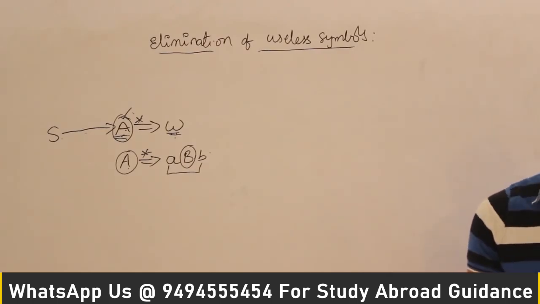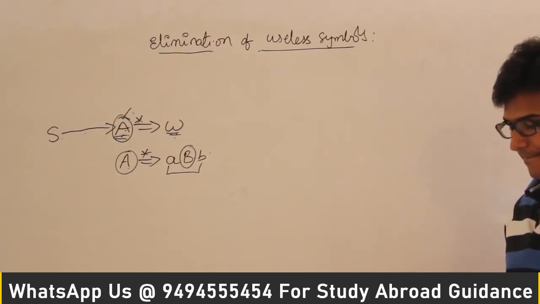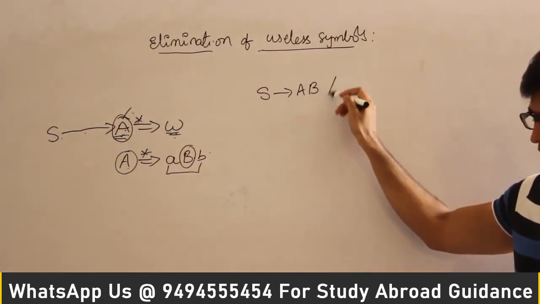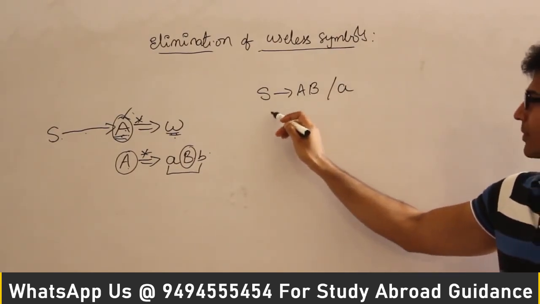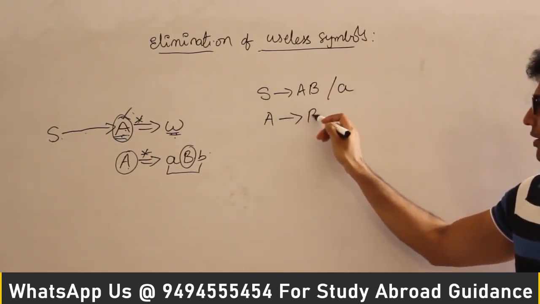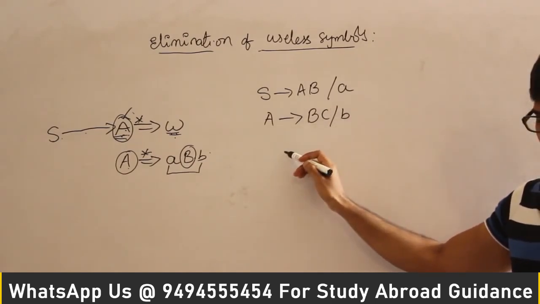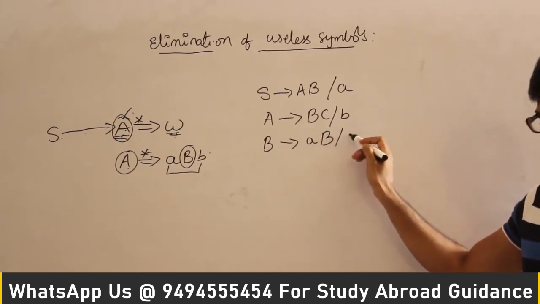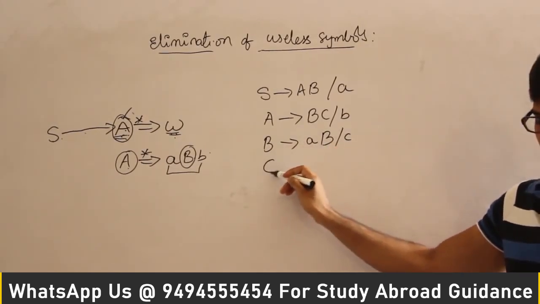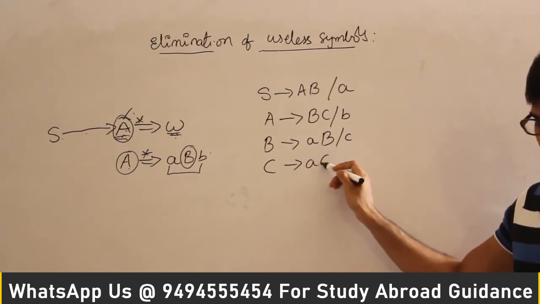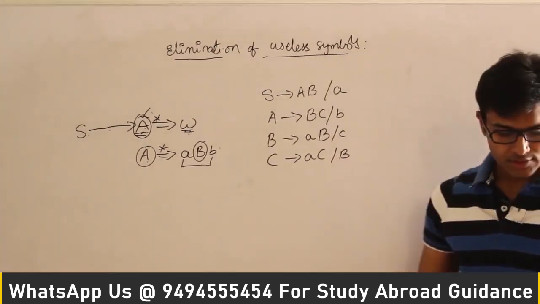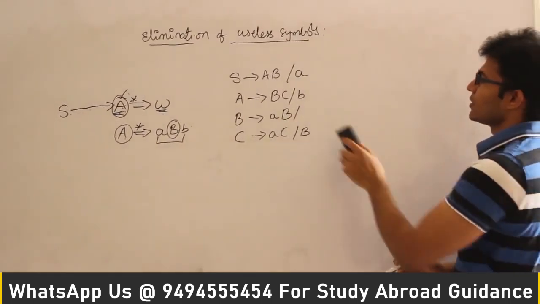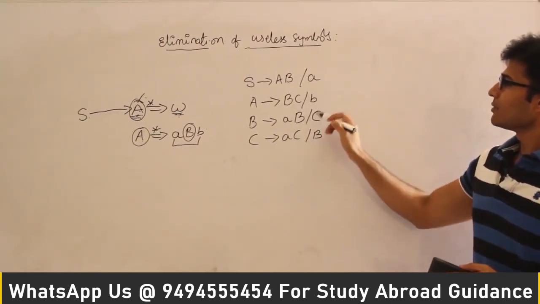See this. Let us say S derives AB or small a, A derives BC or small b, B derives AB or C, C derives AC or B. So all these C's are variables, not the terminals. In this, the terminals are a, b.